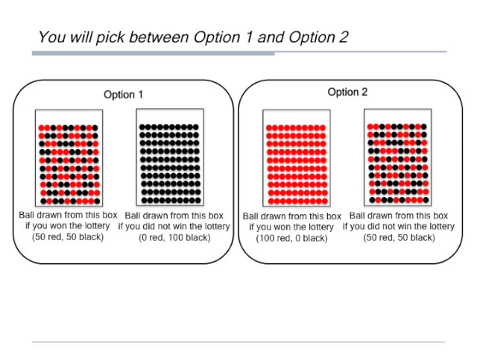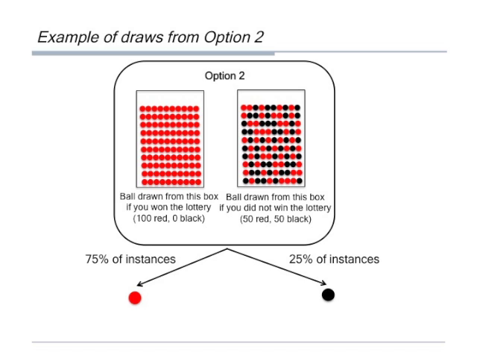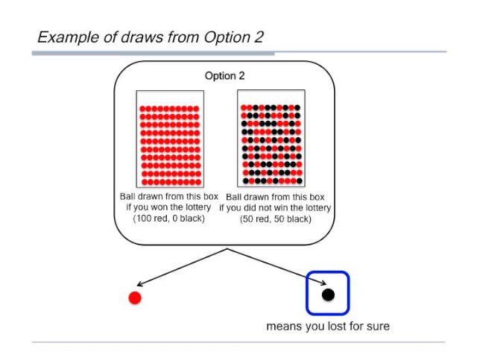We reviewed option 1. Now let's look at option 2. You can expect to see a red ball from option 2 75% of the time and a black ball 25% of the time, because for half the participants who won, the computer draws a ball from the left box, and in all of those instances, the color of the ball will be red. If you see a black ball from option 2, it means that you lost the lottery. You know this for sure because the only way you can see a black ball is if it comes from the right box, and the computer only draws from that box if you lost.